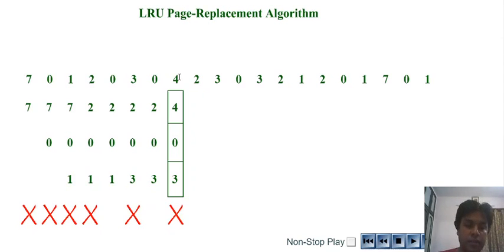which is recently used. We are looking for the least recently used. Before 4 it was 0 that was used, and before 0 it was 3 that was used. So this time we are going to replace 3 with the page 2. Let us see that.